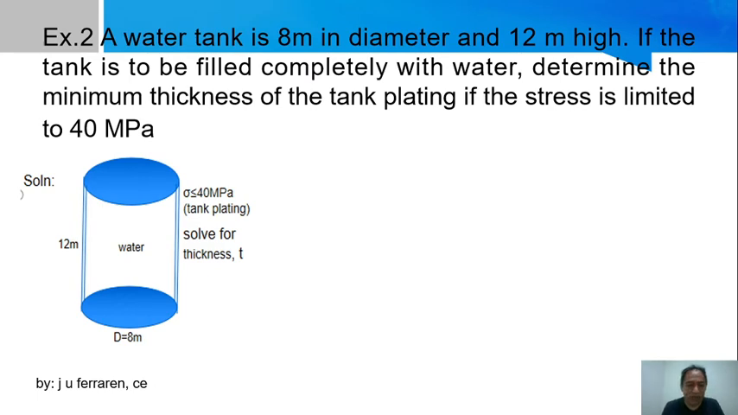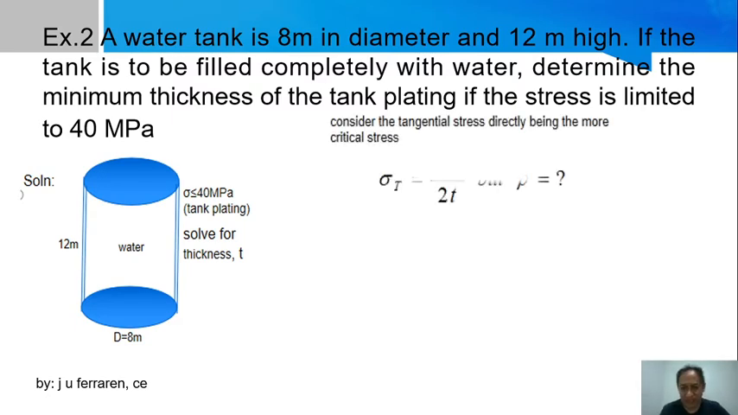Now, we already know that the tangential stress is more critical compared to the longitudinal stress, no? So, I can go directly to the tangential stress as my consideration. Okay? Now, the formula for the tangential stress in a thin-walled cylinder is rho d over 2t, and that is rho d over 4t when that is the longitudinal stress.